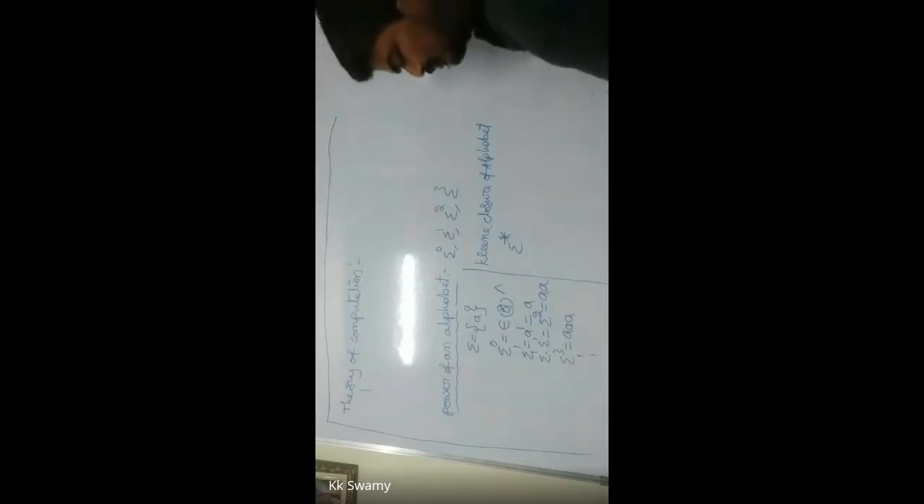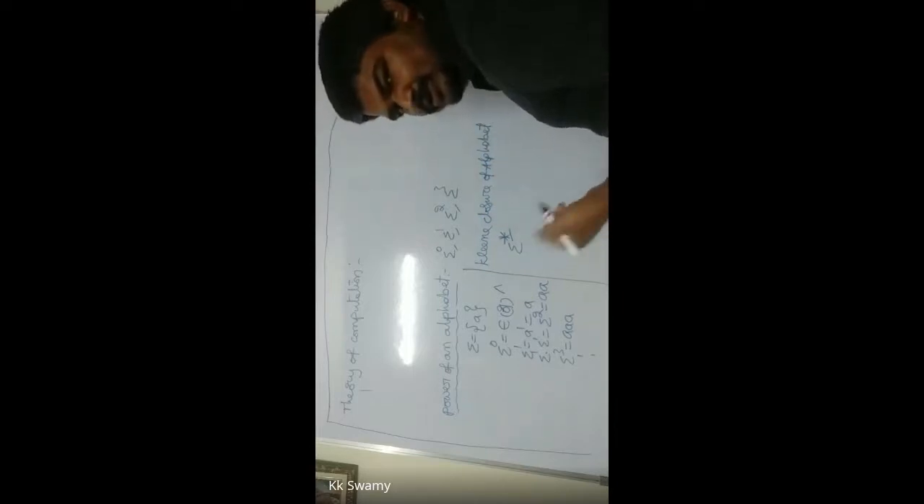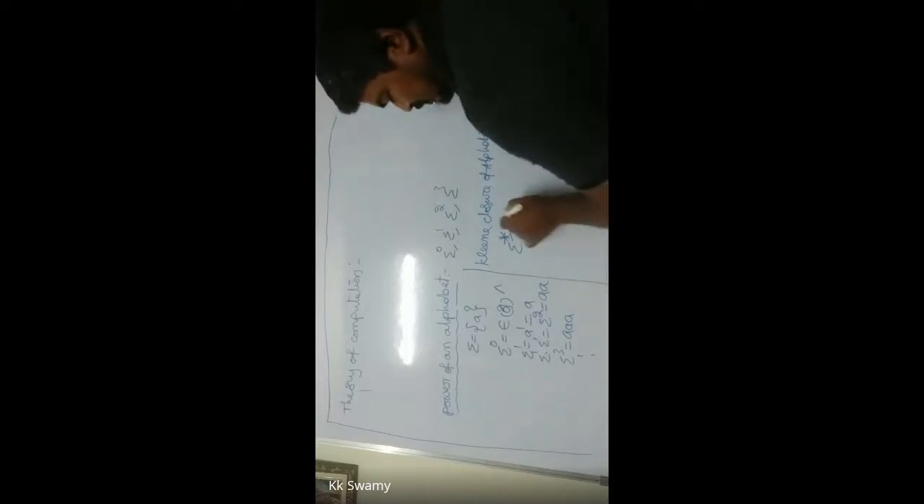The star here is not a number, but it represents something. What is that something? Zero or more occurrences.